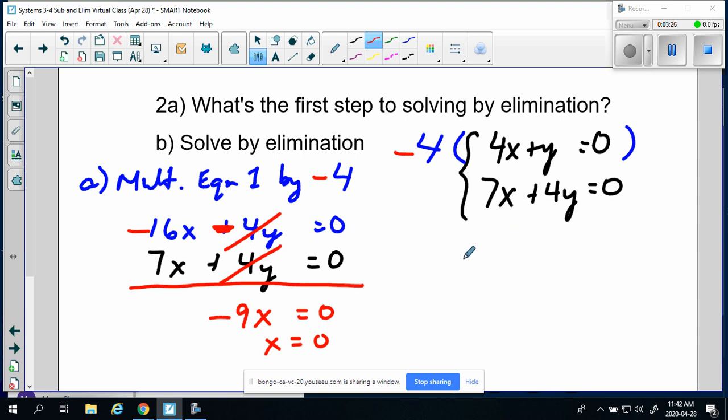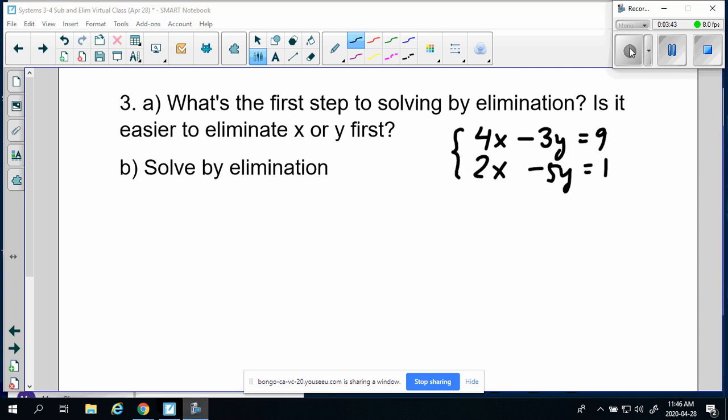And again, you can solve for y, but in this case, we don't have an equation with y isolated. So we're just going to use the first equation, 4 times 0 plus y is equal to 0, and y is equal to 0. Okay, so same answer as before.